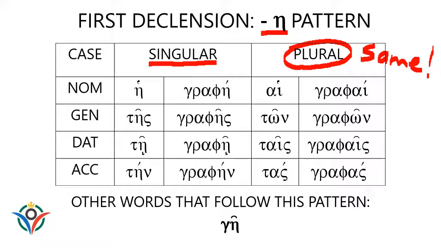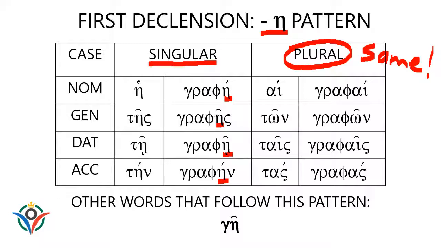And when I speak of pattern, I'm speaking about the pattern specifically with regard to the nominative, genitive, dative and accusative cases. So here you can see why this is called the eta pattern, or the pure eta, because all the singular forms end with the eta. The second comment that I want to make is that with the eta pattern, the article matches the ending of the noun. So let's go through that together.